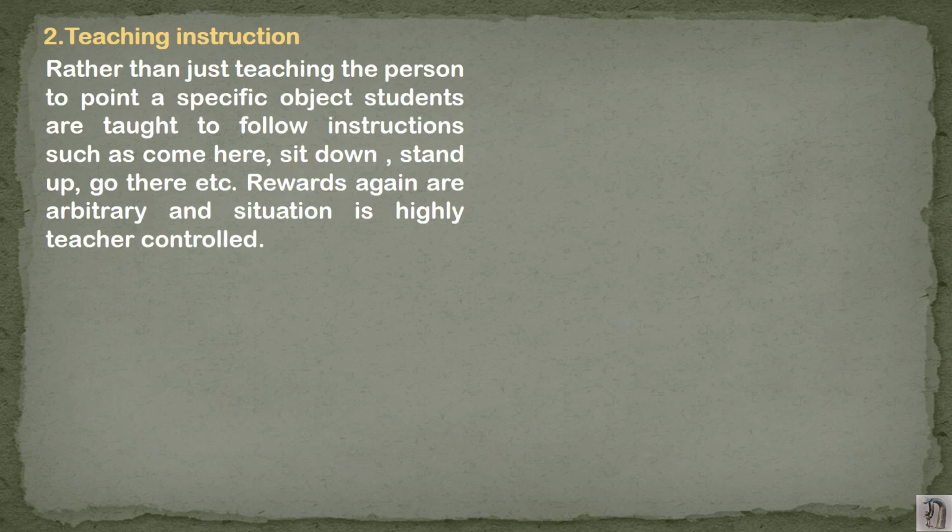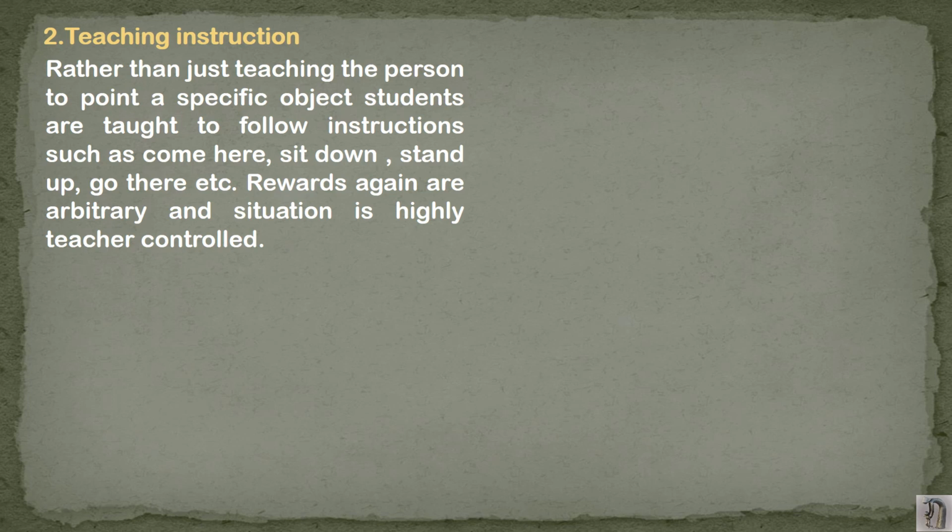Then the second one is teaching instruction following. Rather than just teaching the child to point out specific objects, students are taught to follow instructions such as come here, sit down, stand up, go there, and then they will be rewarded. This is also arbitrary, that means random selection of the reinforcer based on the situation, and again this is controlled by the teacher.